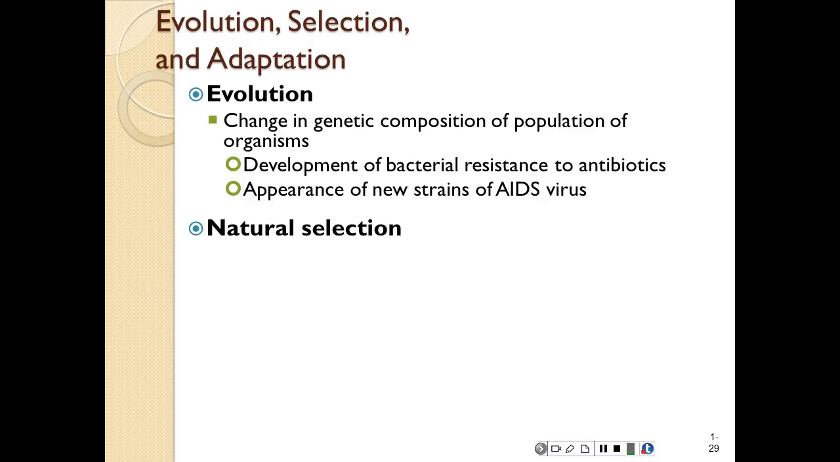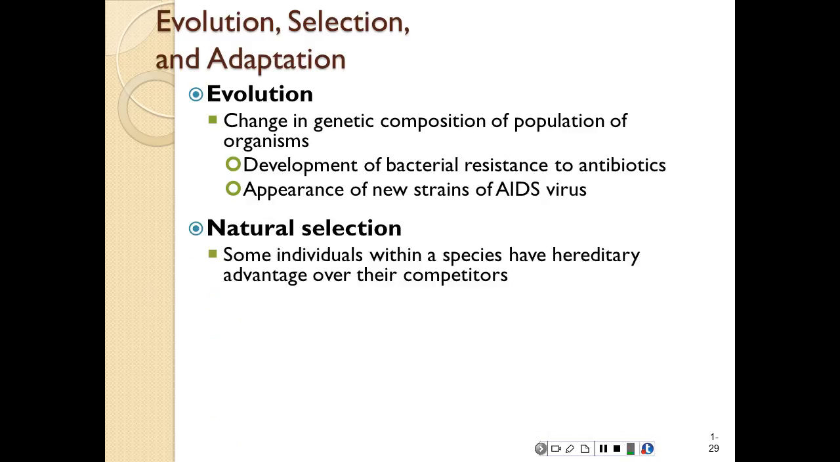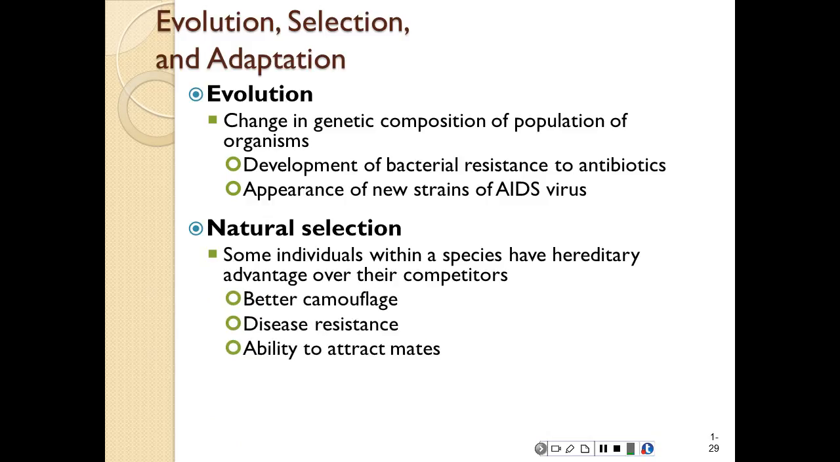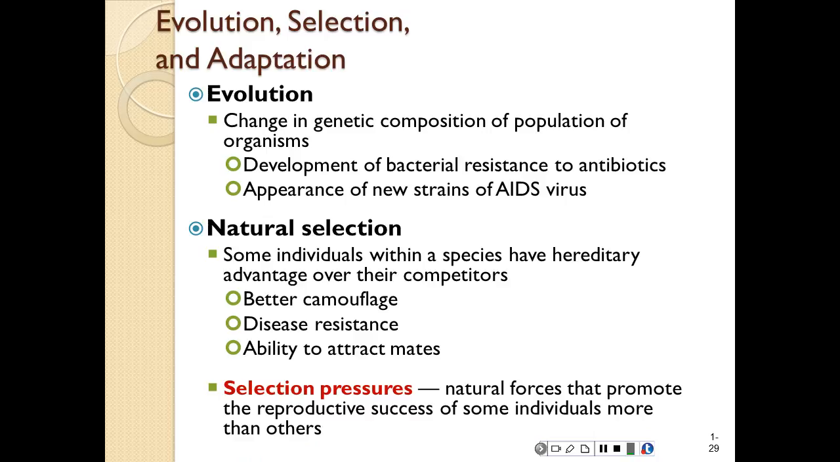We deal with natural selection. That's the principle of the theory of how evolution works. Now, some individuals have hereditary advantages over competitors. That's going to allow them to produce more offspring, thus increasing their characteristics in a particular population. Now, selection pressures are forces such as the climate, predators, disease, competition, and of course the availability of food. That deals with our selection pressures.